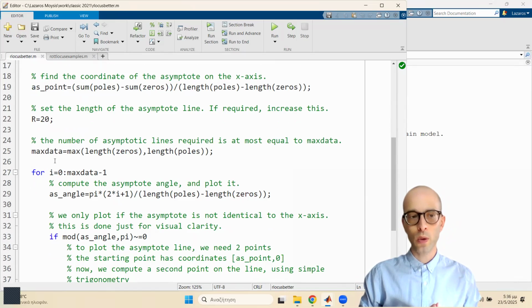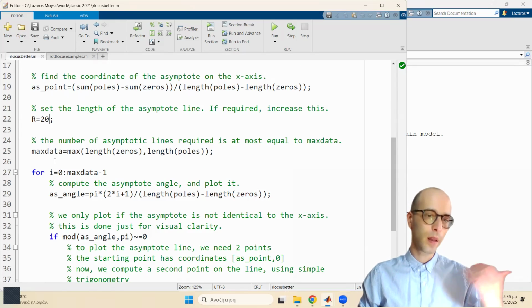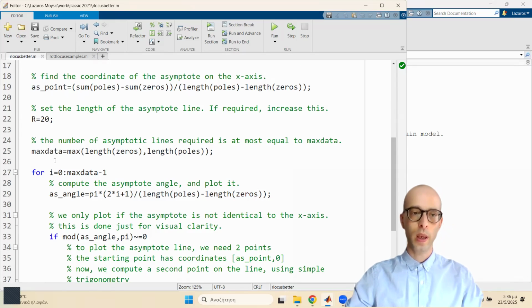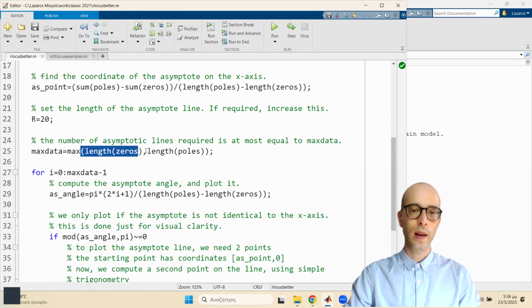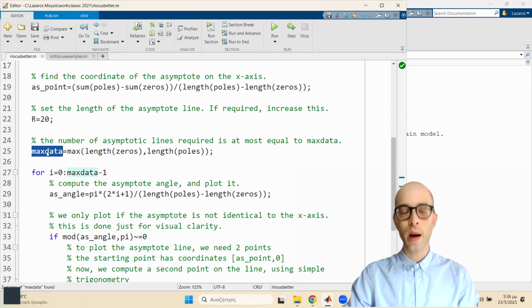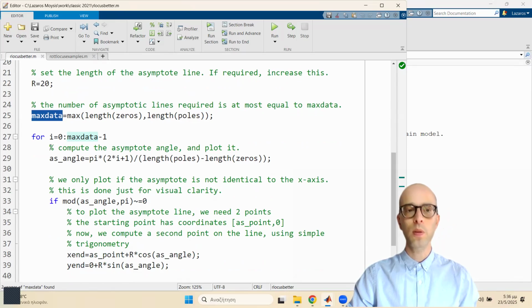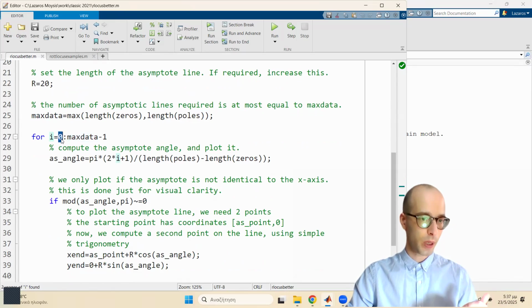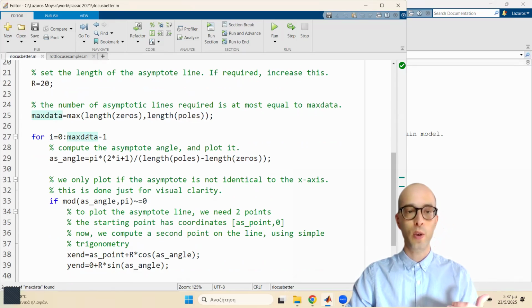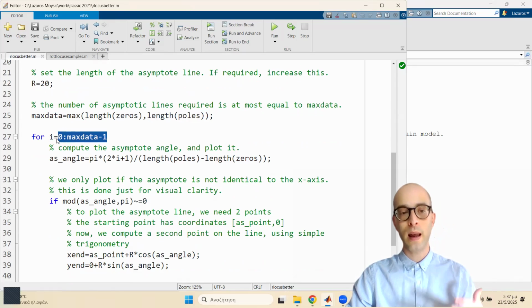So the best way to approach this is to compute how many locuses we have at most, and then plot that many asymptotes. I take the max between the length of zeros and the length of the poles, and this is the amount of asymptotic lines that I need to plot. Then I have a for loop where I plot the asymptotic lines. I have an i here that starts from 0 up to max data minus 1, so this is exactly the number of asymptotes that I have.